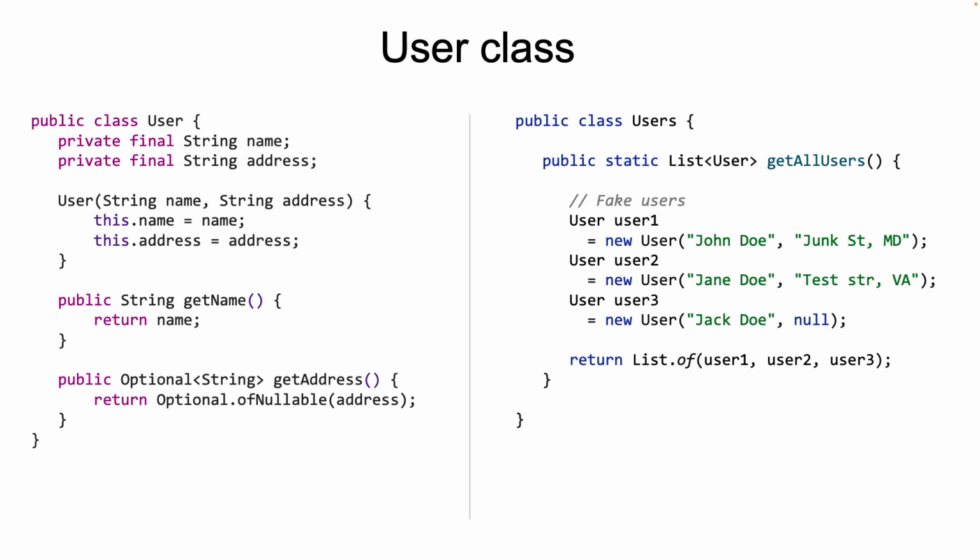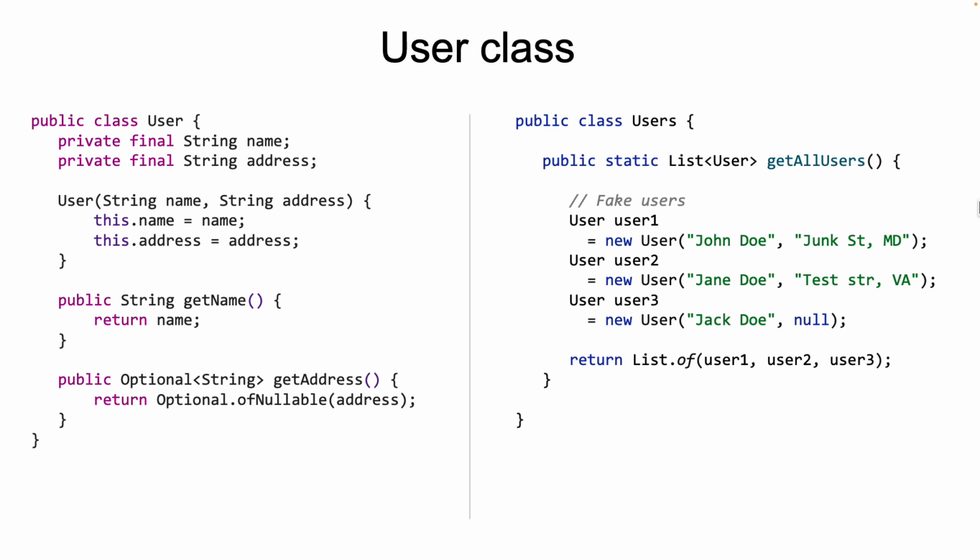Imagine that there is a User class which simply has the following attributes: name and address. We will also assume that the developer returns the Optional type for the address because maybe it can be null. Right over here. Let's say we have another class called Users, which acts like a factory for the User object. And it has a method called getAllUsers, which returns all the users in the system. The important point here is that this method is returning a list of users so that the Java stream pipeline can be used. It is unimportant what the logic of this method is. We are simply faking the user list over here.